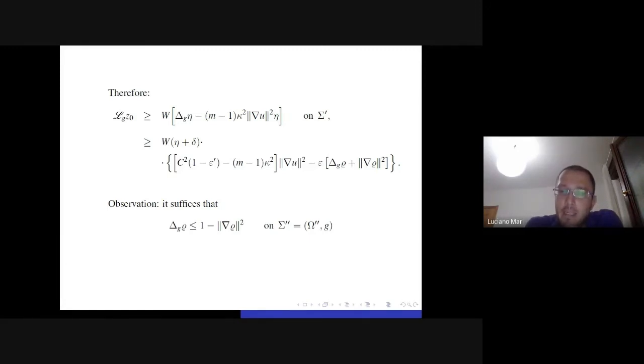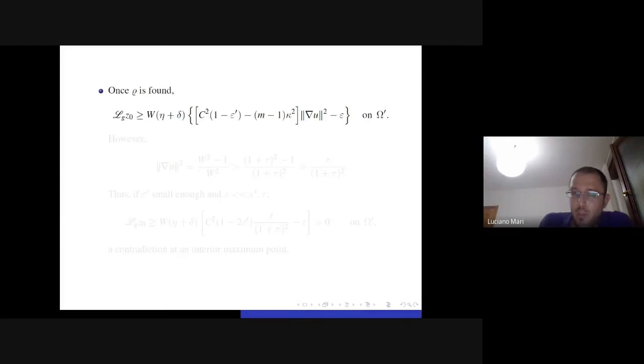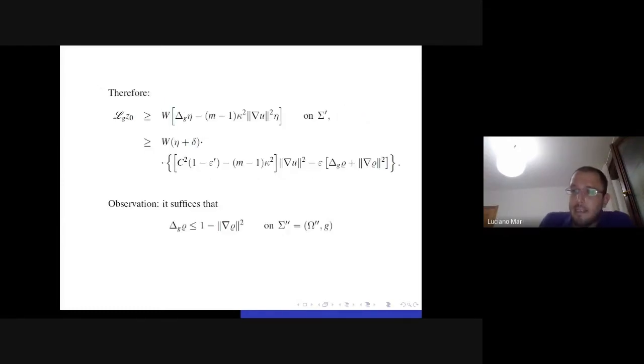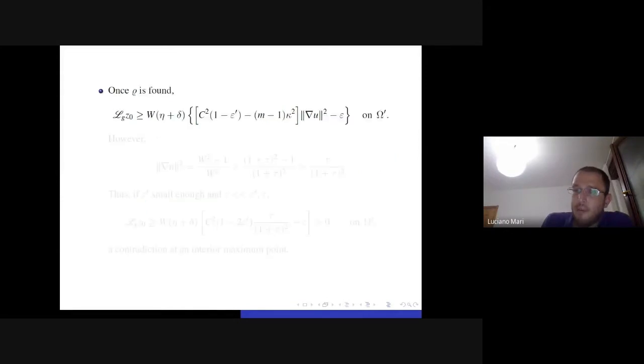So you have a PDE that rho shall satisfy. Suppose that we are able to find a function rho that satisfies such a PDE on the larger set. So sigma double prime is the graph over omega double prime, that was the original set before using the exhaustion of rho. Suppose that rho is found. So the last term in brackets is bigger or equal than minus epsilon. And you get this equation.